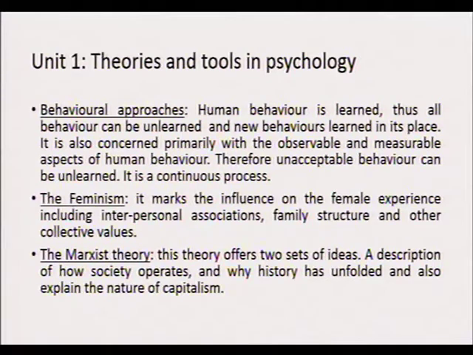And then we have the Marxism theory. This theory offers 2 sets of ideas: a description of how society operates and how history has unfolded, and also an explanation of the nature of capitalism. Now, when we look at how society operates, it's very important that we know how people operate around us, the people who are surrounding us. We need to understand their history, where they have started, where they come from, where they are going, and what it is that they are doing.